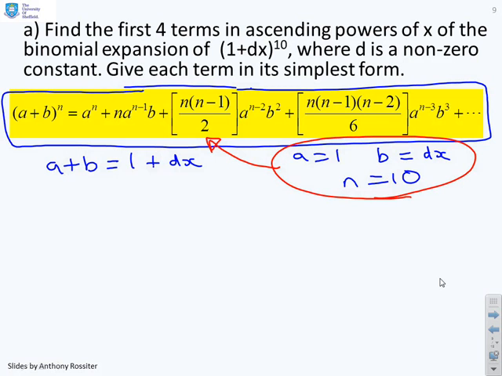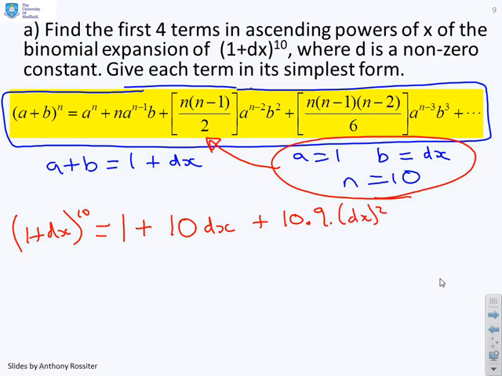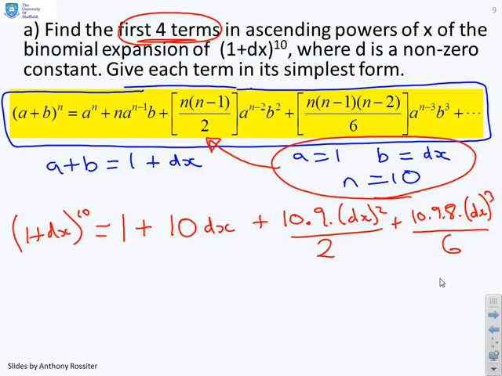So if I do that, I'm going to get 1 plus dx to the power 10 is going to be 1, because obviously 1 to any power just gives me 1, plus 10 dx plus 10 times 9 times dx squared over 2 plus, and I better squeeze this in carefully, 10 times 9 times 8 times dx cubed all over 6. So you'll notice it asked for 4 terms, so I've given 4 terms.